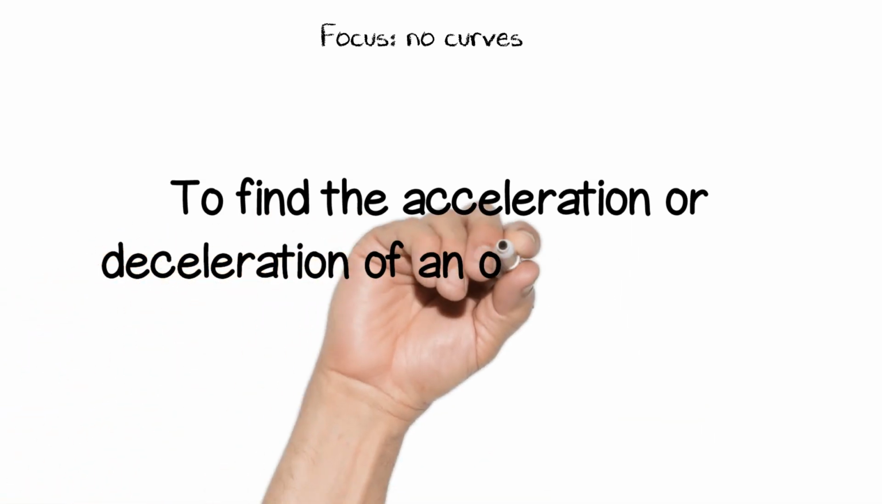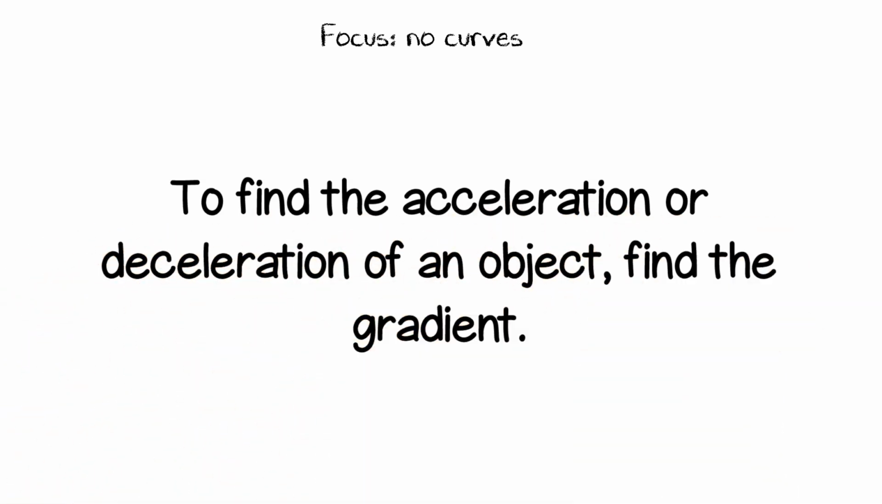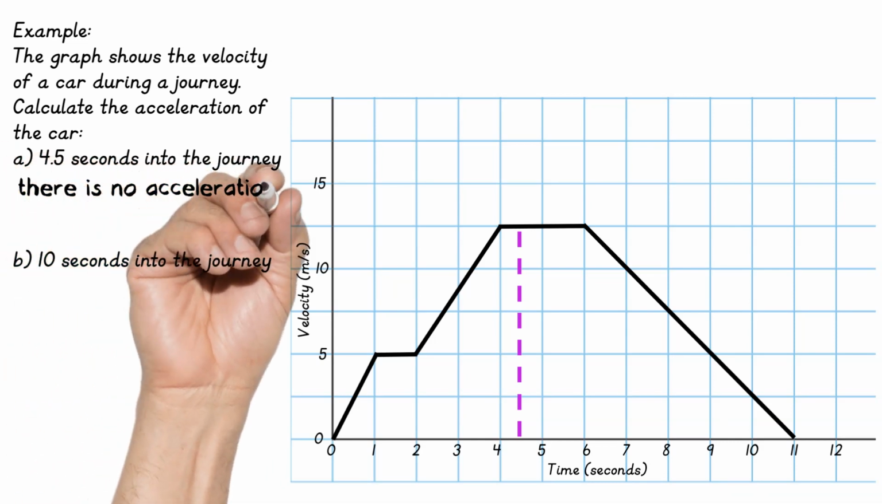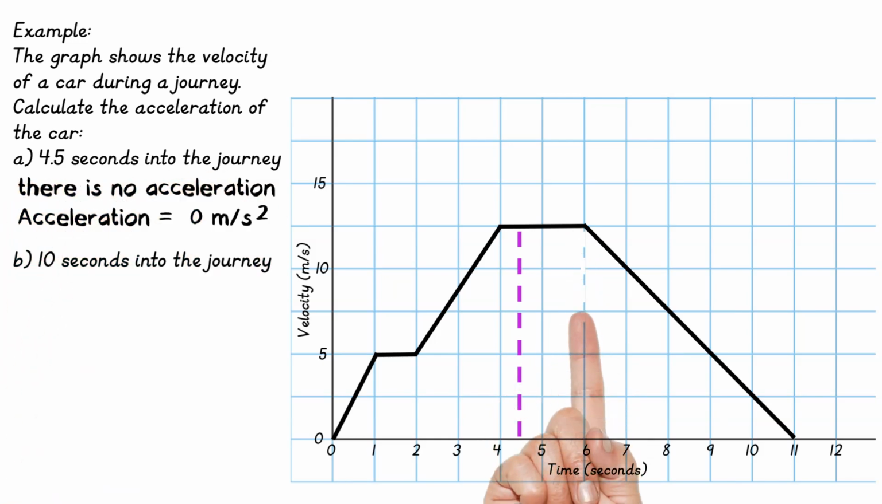So to find the acceleration, like we were talking about earlier, you need to find the gradient. So if I again have a look at this question. The graph shows the velocity of a car during a journey. Calculate the acceleration of the car at 4.5 seconds into the journey. So if I do a little dotted line at 4.5 and hit my graph, it's a straight line. So the object is travelling at a constant speed, there's no acceleration. It's not getting faster, it's not getting slower, it's a straight line, so it's 0 meters per second squared.